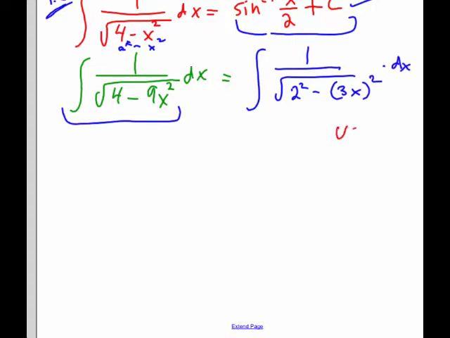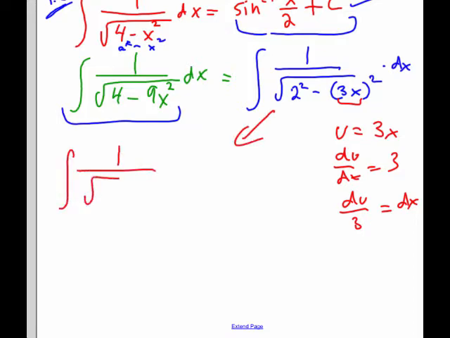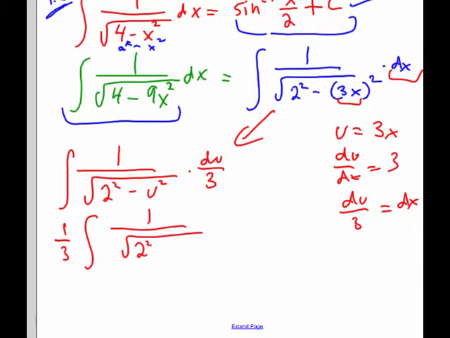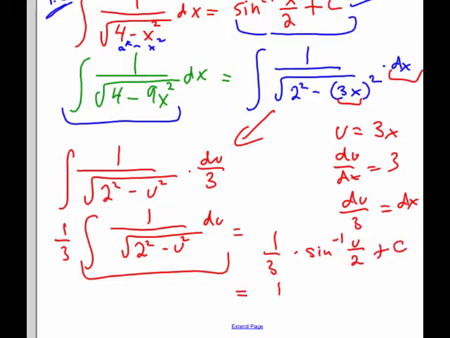And I would then have to do an integration by substitution, using my u to be 3x. The derivative of that is 3, isolating dx, substituting, integral 1 over root 2 squared minus u squared times dx, which is du over 3. It's 1/3, and this is inverse sine of u over a plus c, which is equal to 1/3 inverse sine of 3x over 2 plus the constant of integration.